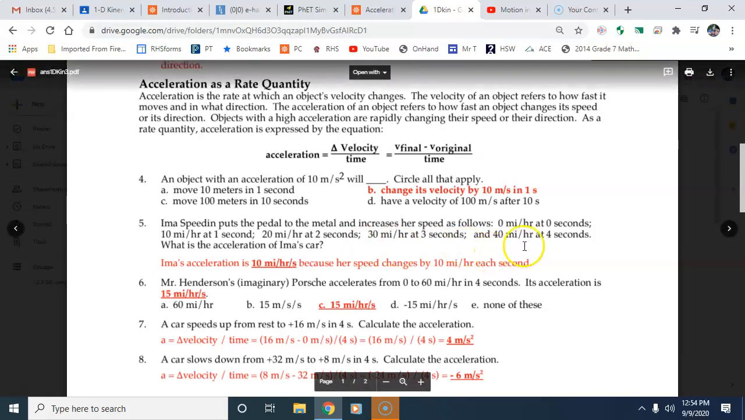In number 5, it gives us that pattern stretched out again. An elementary pattern should be easy to catch onto using the units given. So this person increases, or in other words, speeds up from rest. That means at 0 seconds, we're going 0 miles per hour. That means we started from rest. And then 1 second later, we're at 10 miles per hour. 2 seconds later, we're at 20 miles per hour. 3 seconds later, 30, and so on. The pattern's obvious. Every second, I'm speeding up by how much? Ethan? 10 miles per hour. So my acceleration rate is 10 miles per hour per second.